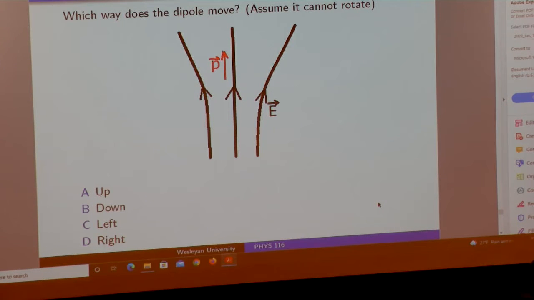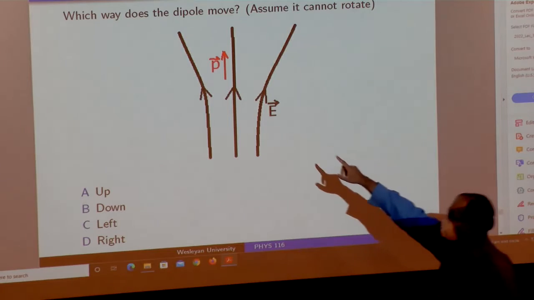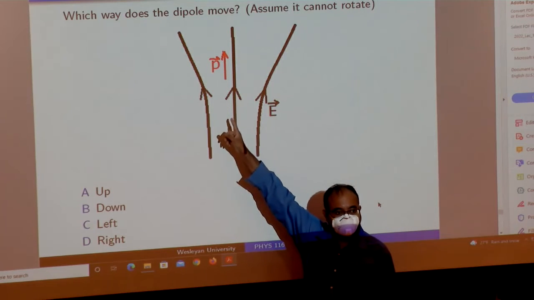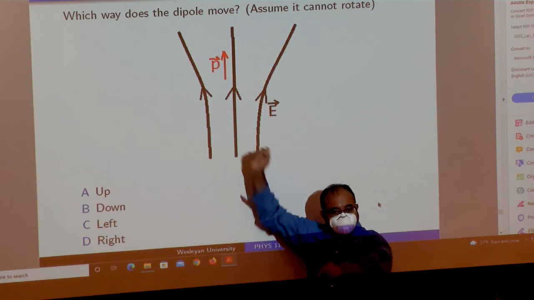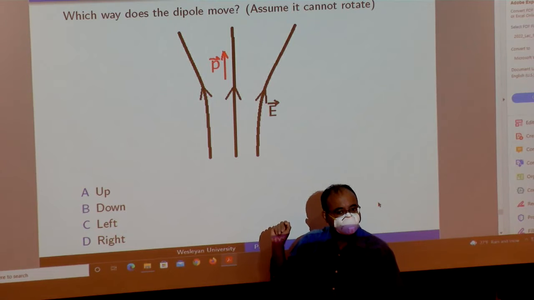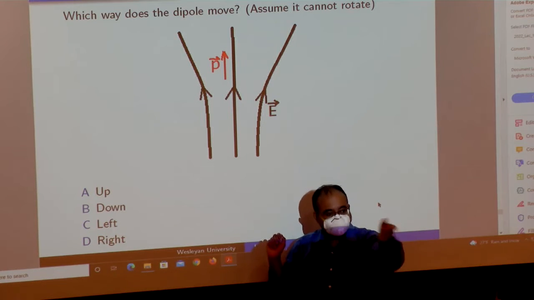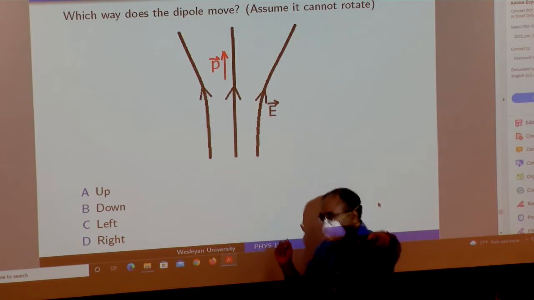Anyone want to defend their reason? Yes. The electric field is stronger towards the bottom. Yes. You see the lines get closer together. So the dipoles are towards the stronger and more aligned fields. Skipping a few steps there. You know that the dipole moment goes in the direction from the negative charge to the positive charge. And the negative charge is closer to the stronger field. So Coulomb's law, the force will be greater.